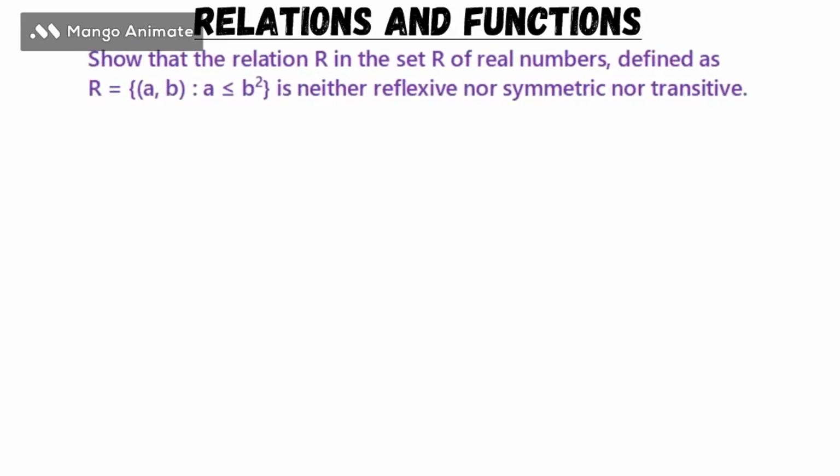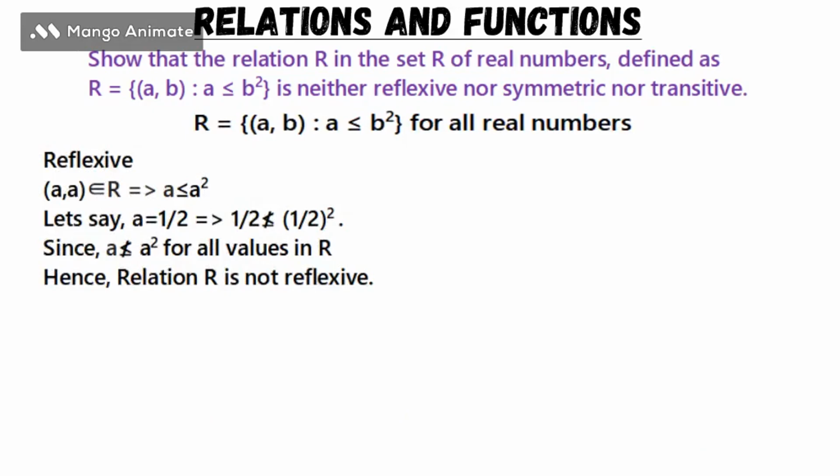Let's solve an example problem. Show that the relation R in the set R of real numbers defined as R equal to (a, b), where a is less than or equal to b square, is neither reflexive nor symmetric nor transitive.